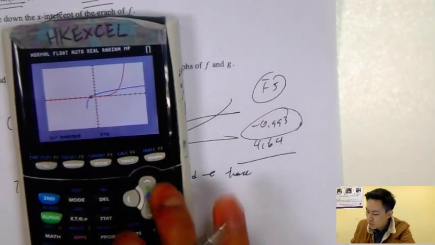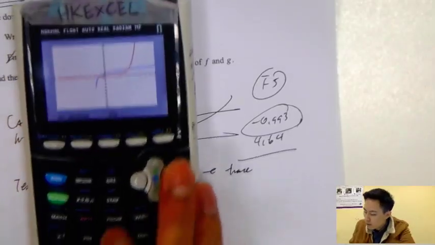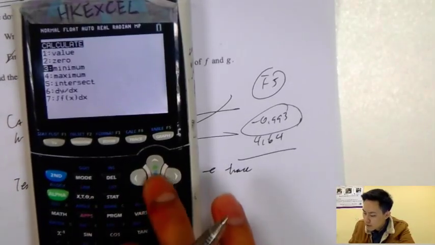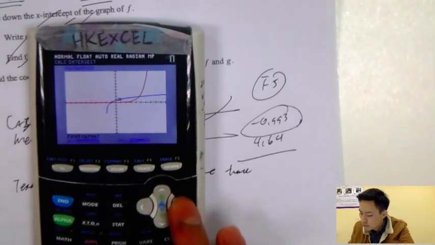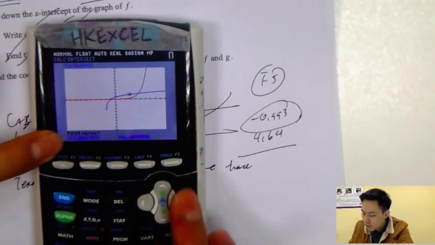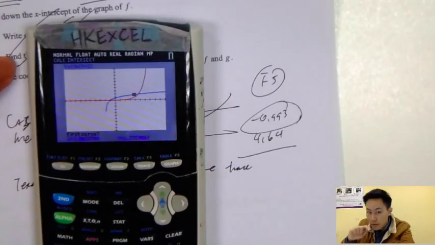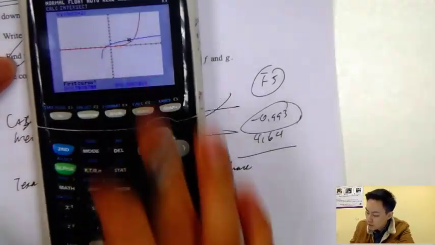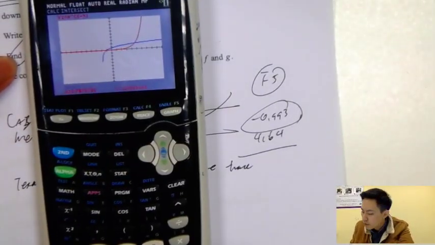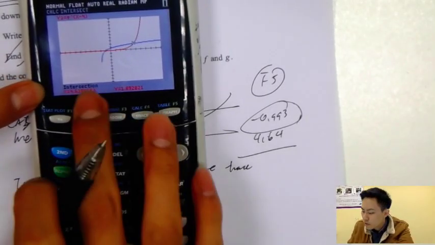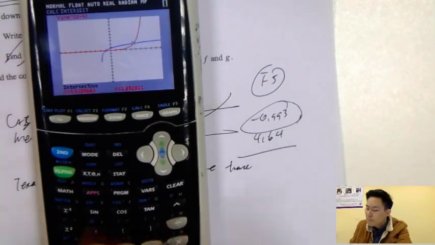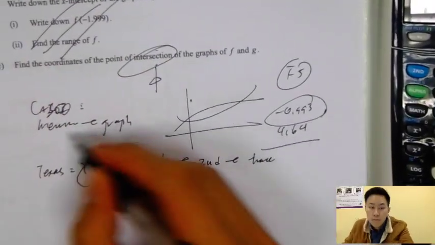Then how do you find the second point? You cannot just go right. You have to go second trace again, and then go to intersection, and move it to the right. First curve, question mark. So just move the point near the intersection point, and press enter until you see the second answer, that is 4.64. So basically the fastest model would be the Casio.